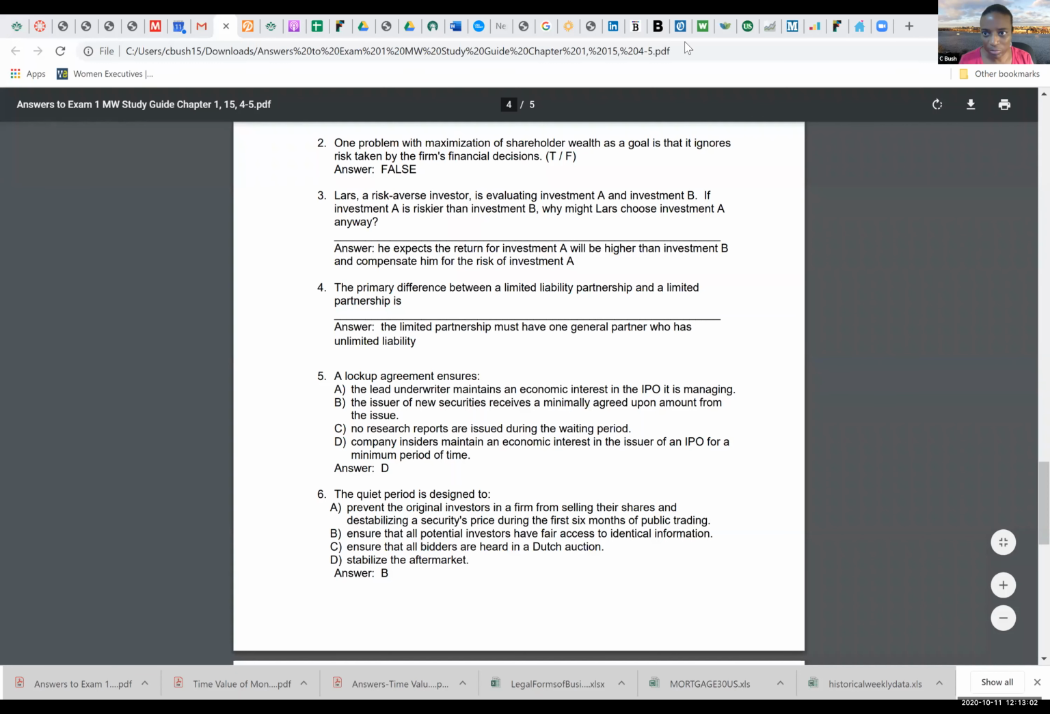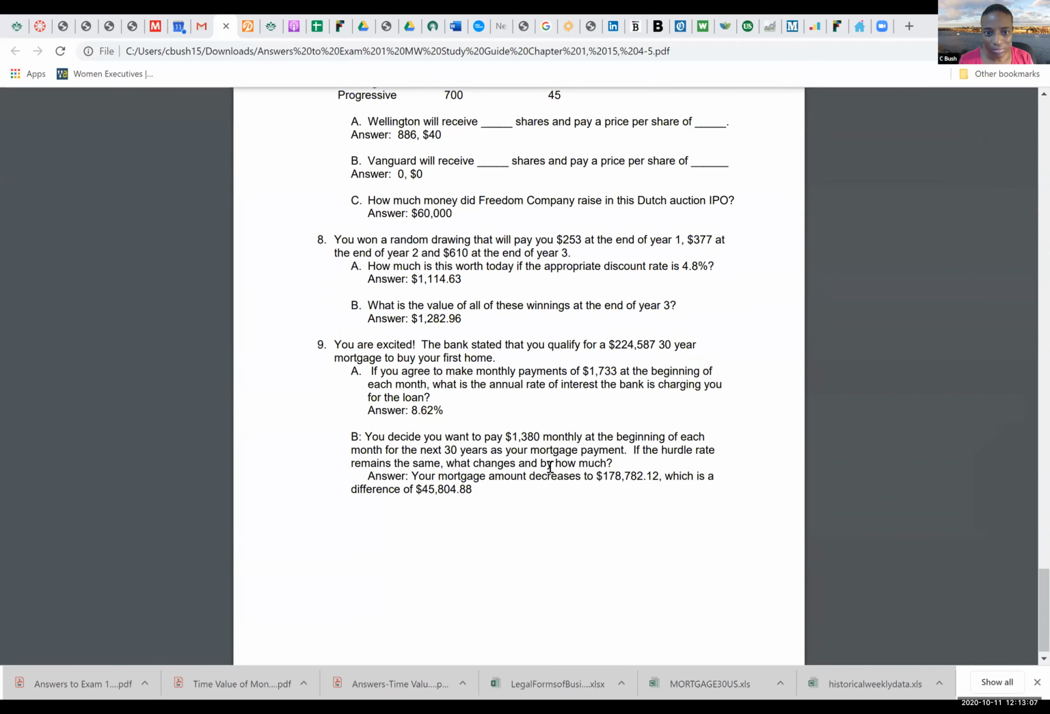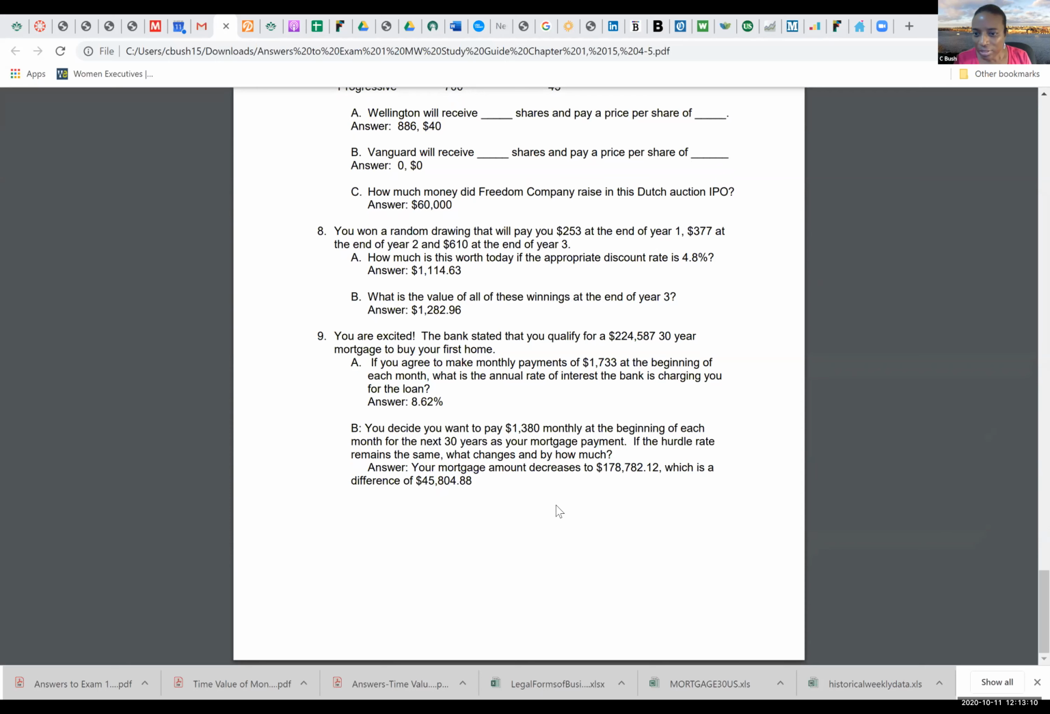And it says problem 9, okay? So this is problem 9. It says you are excited. The bank stated that you qualify for a $224,587 30-year mortgage to buy your first home. If you agree to make monthly payments of $1,733 at the beginning of each month, what is the annual rate of interest the bank is charging you for the loan?